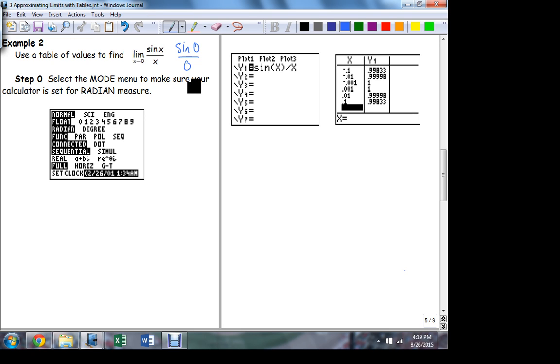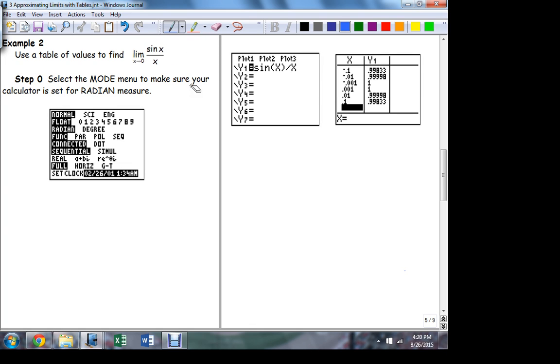It's undefined. Oh, but by the way, what is sine of 0? Sine of 0 is 0. So once again, by direct substitution, and it really doesn't matter what sine of 0 is, that 0 in the denominator tells me this is undefined. So this is another case where direct substitution fails.